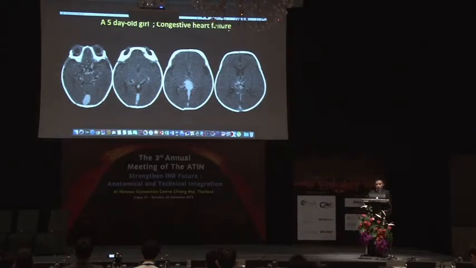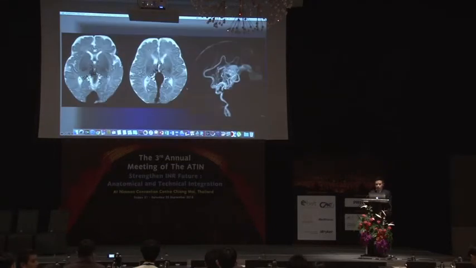A 5-day-old girl presented with congestive heart failure. You can see the CT scan. You see the multiple dilatation of the vessels, and you see the dilated median prosencephalic vein. And on MRI, you clearly see this. And this disease is a VCAM. It's supplied from the anterior and posterior choroidal arteries and drained to the falcine sinus.